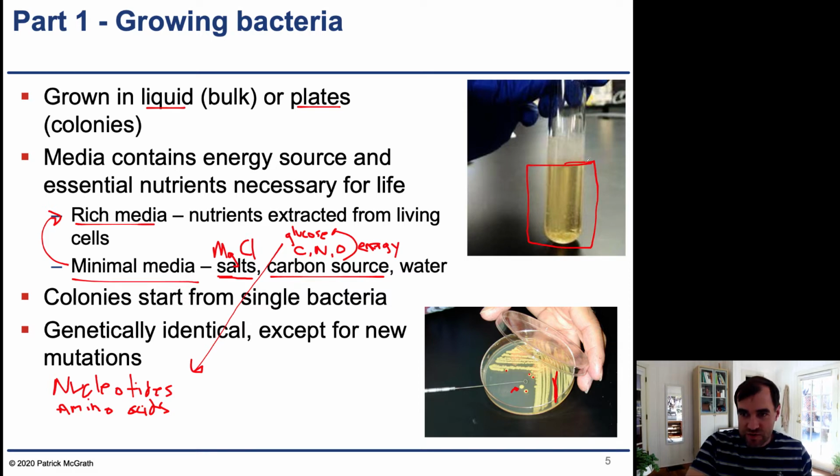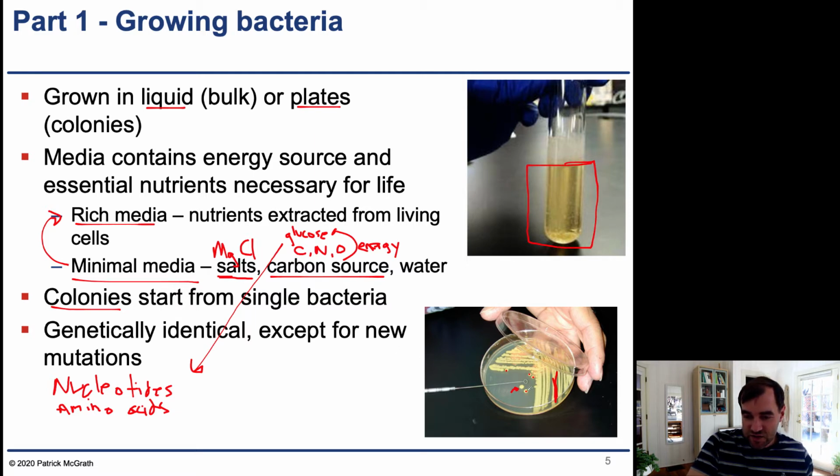So this is what we use to grow. You could have liquid minimal media, you could have liquid rich media, you could have a plate made of minimal media, or you can have a plate made with rich media. Colonies often is what you want to identify. And the reason is that colonies start from a single bacteria.